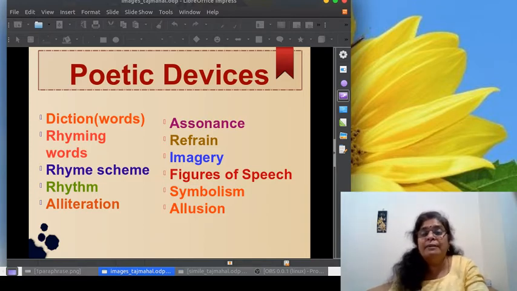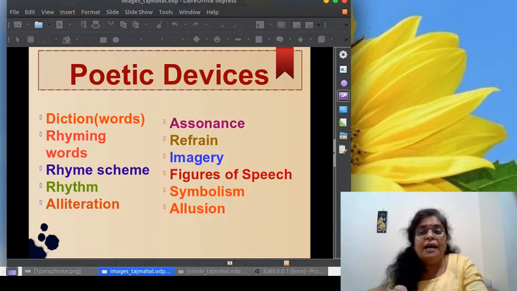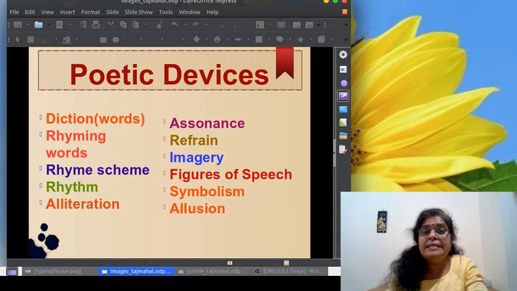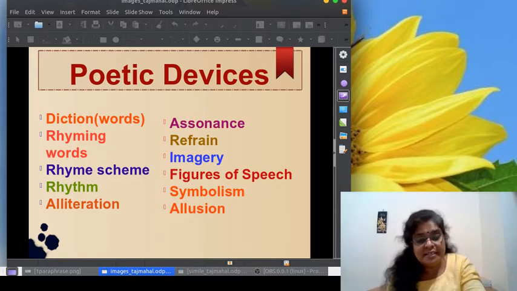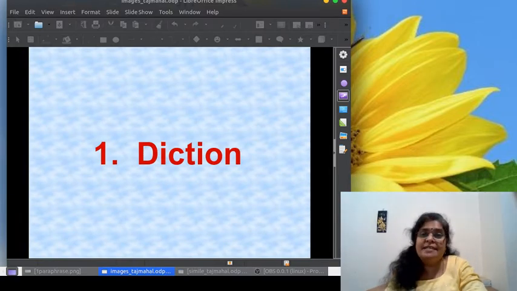And in his poem, Tagore has used some of these poetic devices. Sure, there is the diction, the use of words, very good words, beautiful words. And there are imagery and figures of speech. So today we are going to discuss these things. Okay, ready? Shall we start? Yes. So, diction. What do you mean by diction?